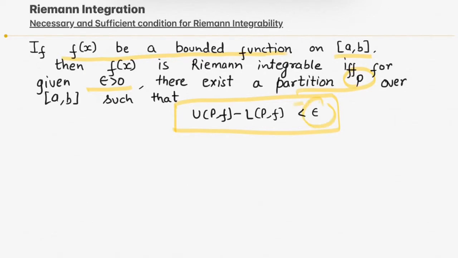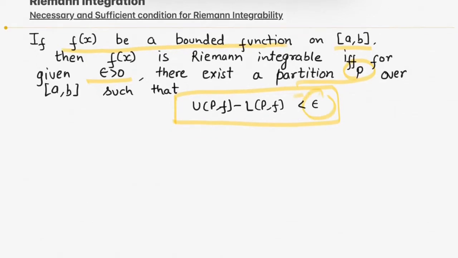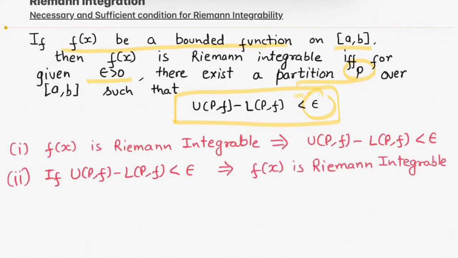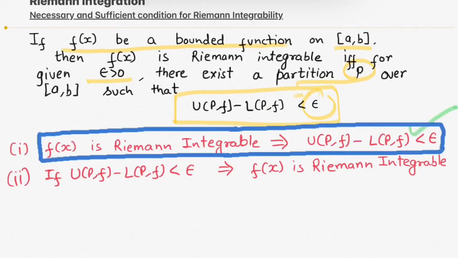Now let's start proving this theorem. Since it is a necessary and sufficient condition, that means we have to prove it in both directions. First I'll assume the given function f(x) is Riemann integrable, then we'll prove that U(P,f) minus L(P,f) is less than epsilon. After proving this, we'll prove in the reverse direction that if U(P,f) minus L(P,f) is less than epsilon, then f(x) is Riemann integrable. So let's start proving in this direction first.